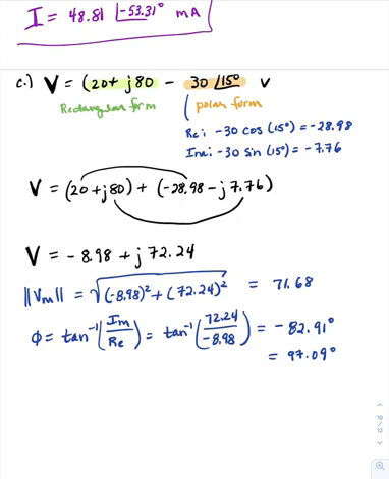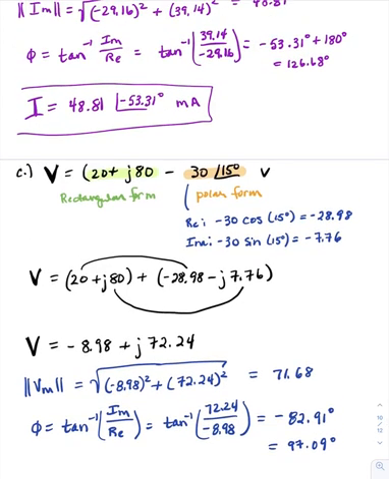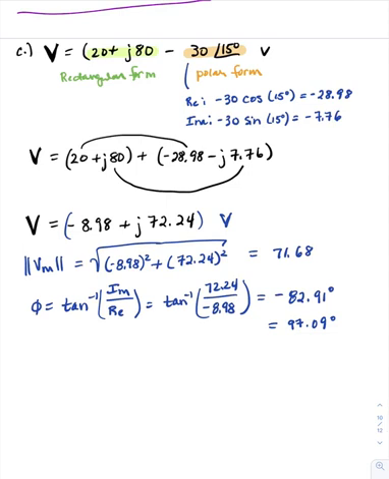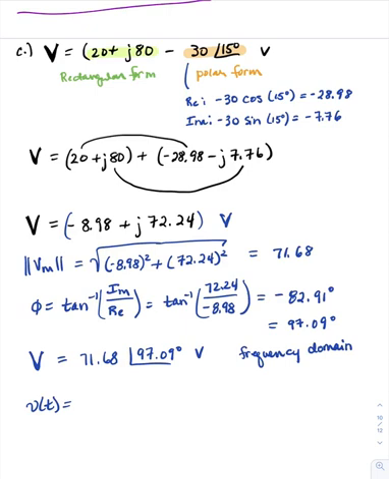Okay, so in time domain, and let's see, was this volts from the get-go? Yes, okay. All right, so our big V polar form is equal to 71.68 and 97.09 degrees, and that's volts, and so this is frequency domain, and they want it in time domain, which would be 71.68 cosine omega t plus 97.09 degrees volts, and this is time domain.